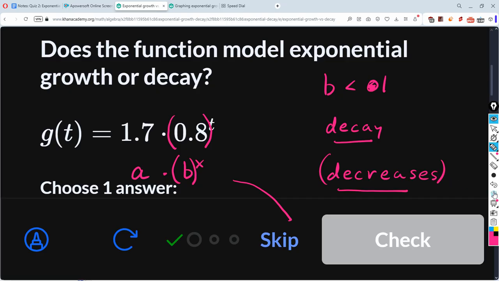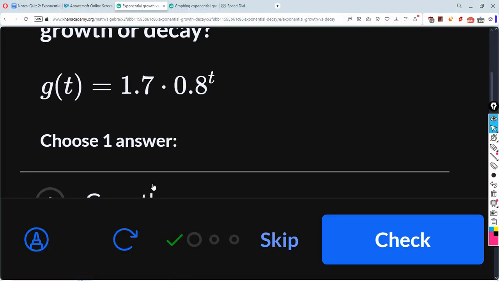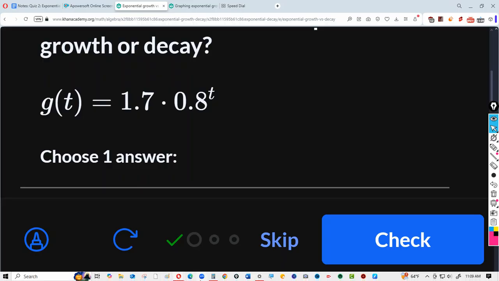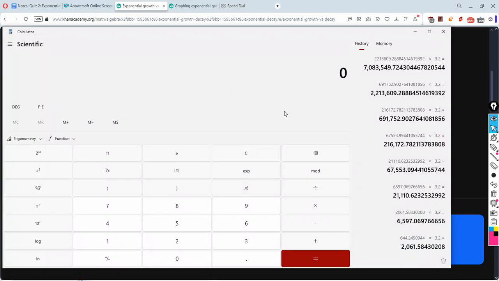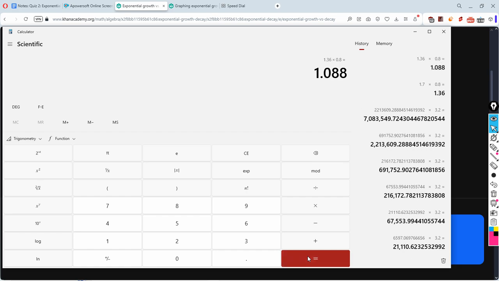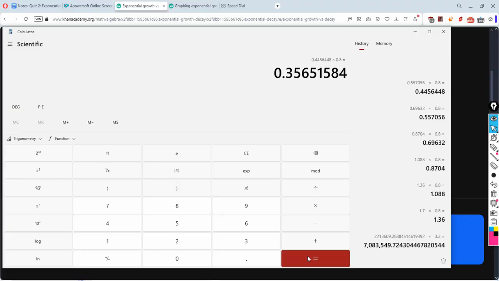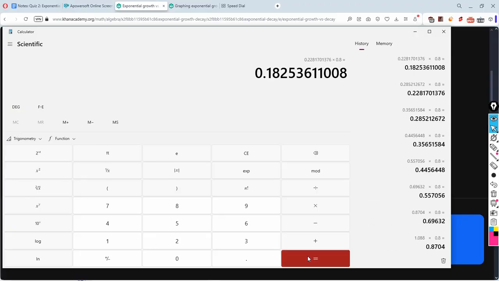All right, so when you look at your answer choices, growth or decay, that is clearly a decay. Okay, and I can prove it to you on the calculator. If you did 1.7 times 0.8, all right, I'm just going to enter 1.7 times 0.8. Hit equals, 1.36. Hit equals again, and it's multiplying by 0.8 each time. You can see the number is getting smaller and smaller. Okay, it's not going to be negative. It's just going to head towards 0 every time you multiply by 0.8.